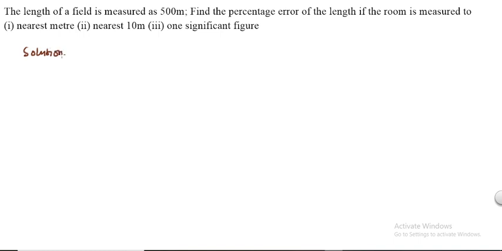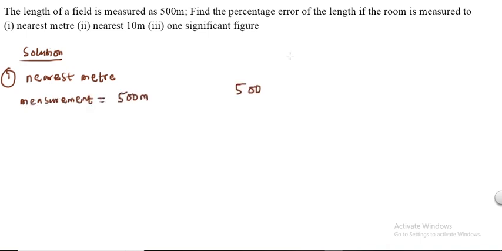Now for the first one, we are told to calculate the error when the room is measured to the nearest meter. My measurement is equal to 500 meters. The nearest meter is simply talking about the first number here. Now, from what I said before, this number holds the value of units, this number holds the value of tens, this number holds the value of hundreds from basic math.